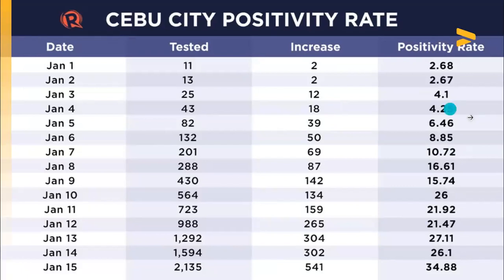But this is a poorly made table. Why? No table number, and the title is written all caps lock. Okay? So, and Cebu City positivity rate. So the title is actually not concise. It does not tell you what is that positivity rate. What is it? What is this all about?